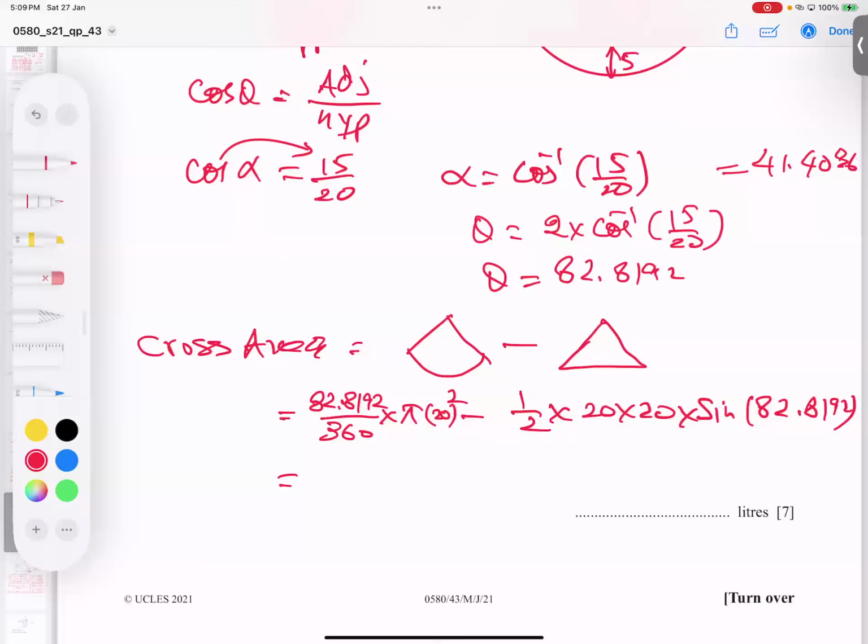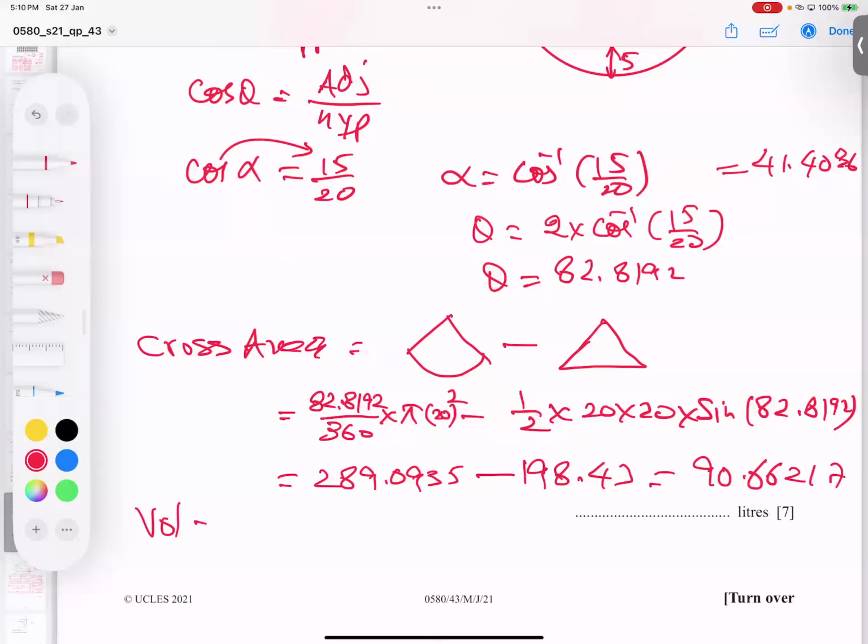And my first answer is coming 289.0935. Second answer, half times 20 times sine of 82.8192. Why am I typing separately? So you can find your mistake easily. Then 289.0935 minus the second answer, and I got 198.4217. Now what is the volume formula?